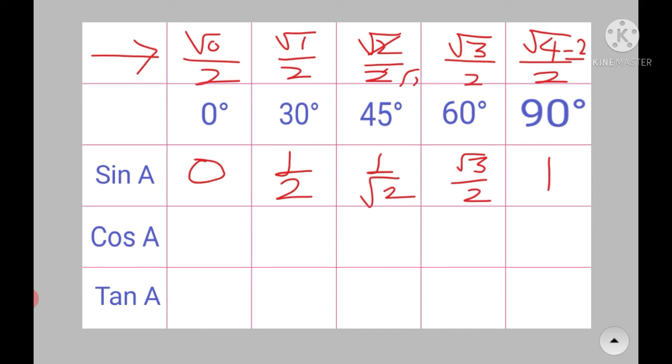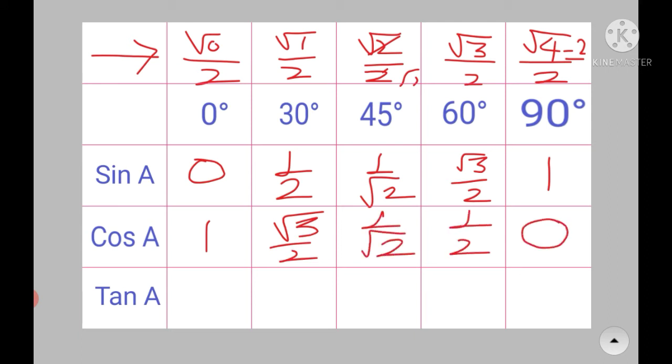To write for cos, you know that sine and cos are complementary of each other. So whatever is sine 90 degrees is same as cos 0 degrees. So start writing from right hand side, I get 1. Root 3 by 2, 1 by root 2, 1 by 2 and cos 90 is 0.